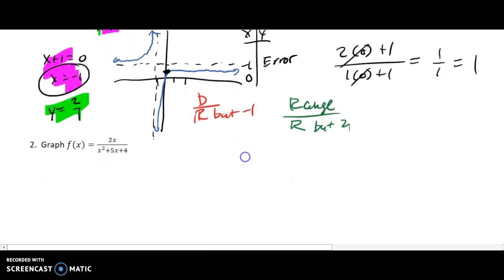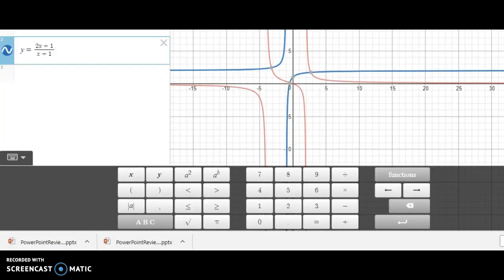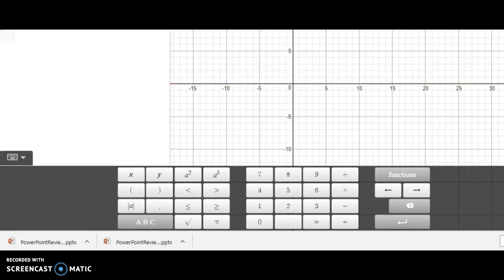Okay. Last graphing question. We're going to graph this one. We're going to do this on Desmos. So let's go ahead and let's see what we got here. Let's go ahead and close out of these.